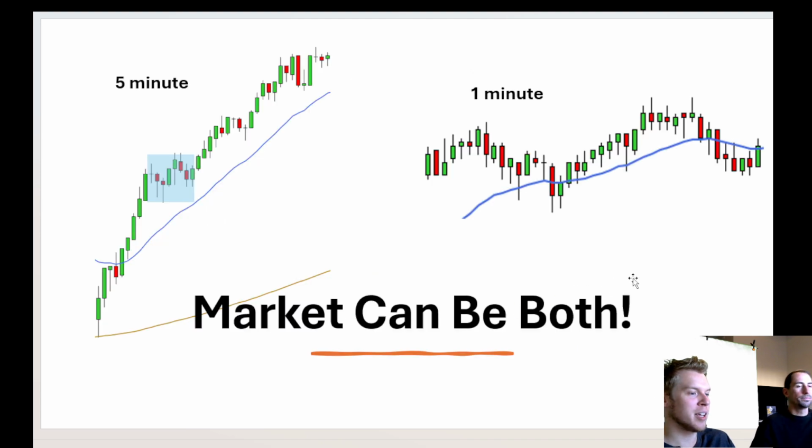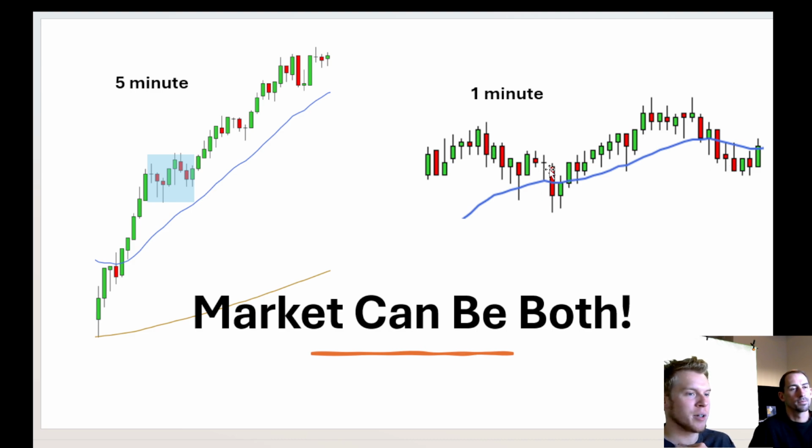And the market can be both. So this is that trend we were looking at on the previous trend slide. This area I have here highlighted, that's this here. This would be a 1 minute chart for this information here. So if you were just looking at the 1 minute chart over this period, you would say, well, this is a trading range, right? The market's going up, then it's going down, and it's up and then down. Both sides are actually making money.